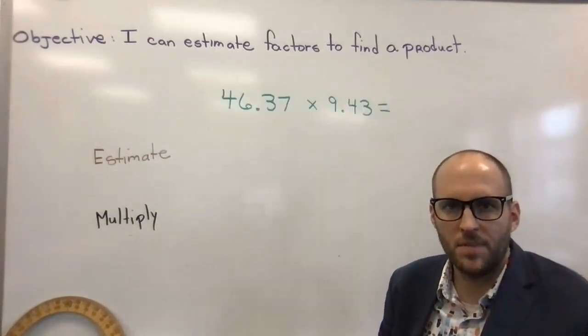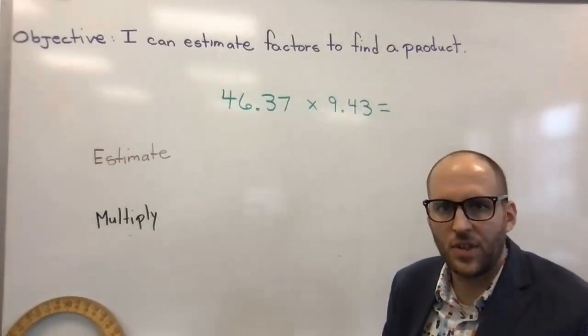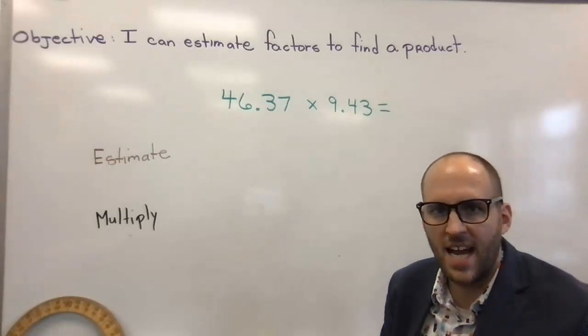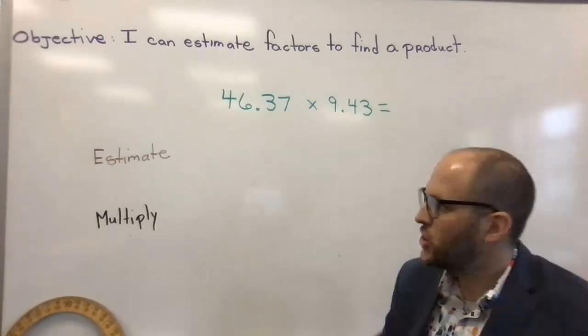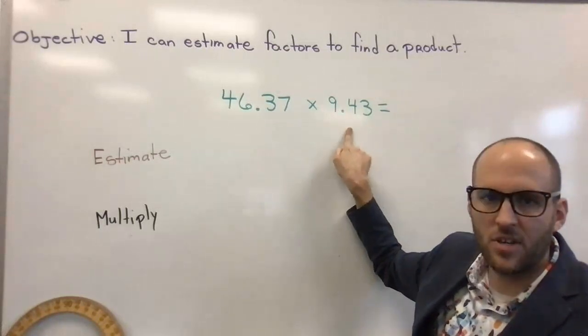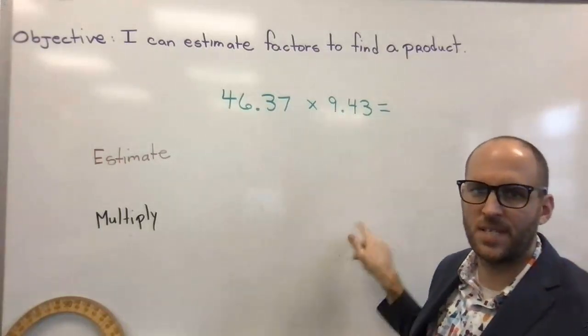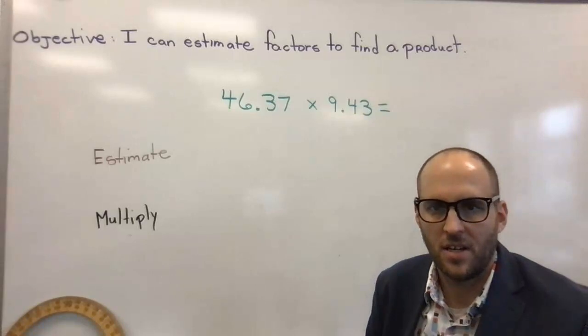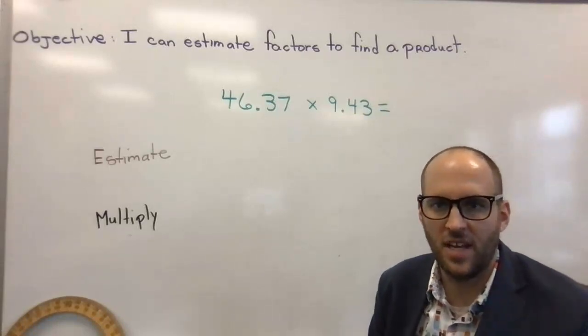That's why we estimate. So let's do a couple of these estimating factors to find a product on our own. For our first problem today, 5th graders, we have 46 and 37/100 times 9 and 43/100. Make sure you estimate both factors and then multiply your estimates together to come up with your answer. We'll check in a minute to see how you did.